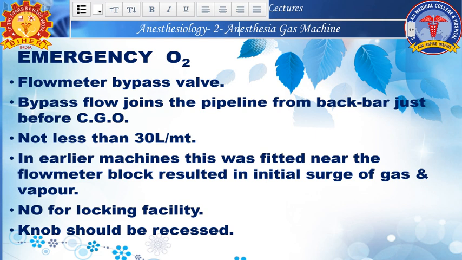In older machines, this was fitted near the flow meter block, which resulted in an initial surge of gas and vapor, so they would also be delivered to the patient. Those problems are now avoided in the newer machines. There should be a locking facility, and the knob should be recessed, so that we can identify it easily with the color code, and there are many features to identify it easily.